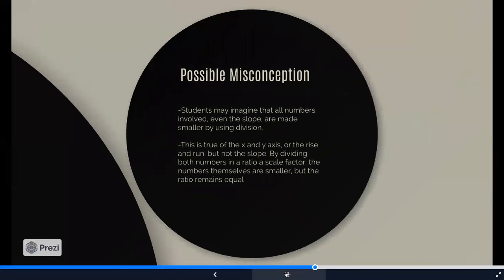Possible misconceptions. Students might imagine that all numbers involved, even the slope, are made smaller by the division. This is also true of the x and y axis, or the rise and the run, but not the slope. By dividing both numbers in a ratio by the scale factor, the numbers themselves are smaller, but the ratio remains equal.